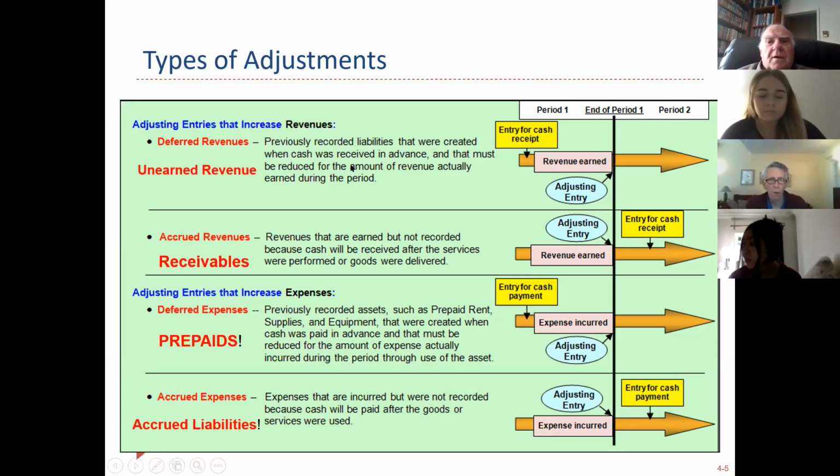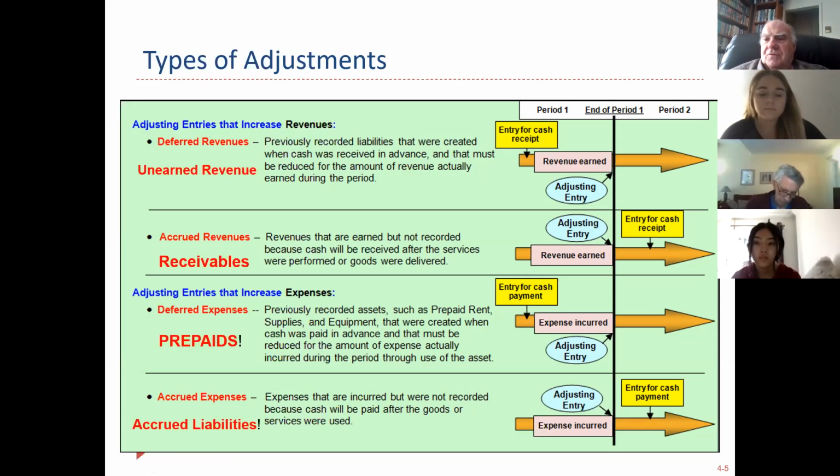Deferreds, I'm going to say it one more time. Deferreds means money changed hands, but the service was deferred. The activity was deferred till later, okay? Deferred, money changed hands.